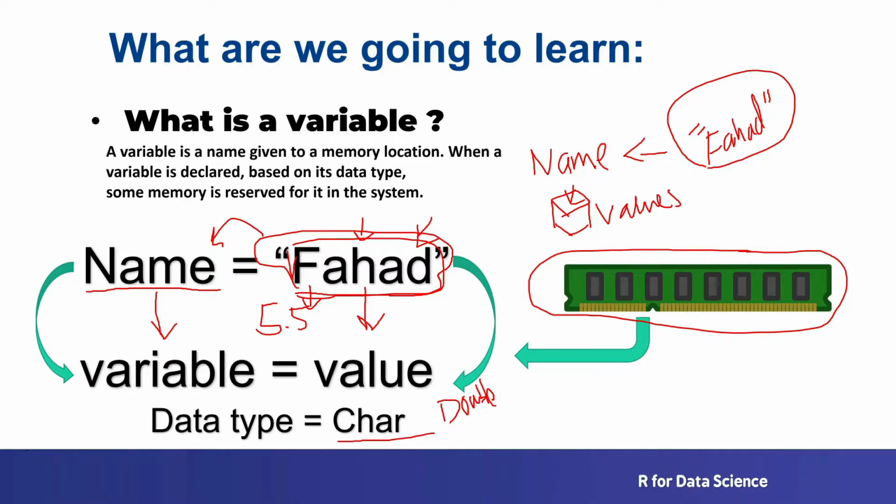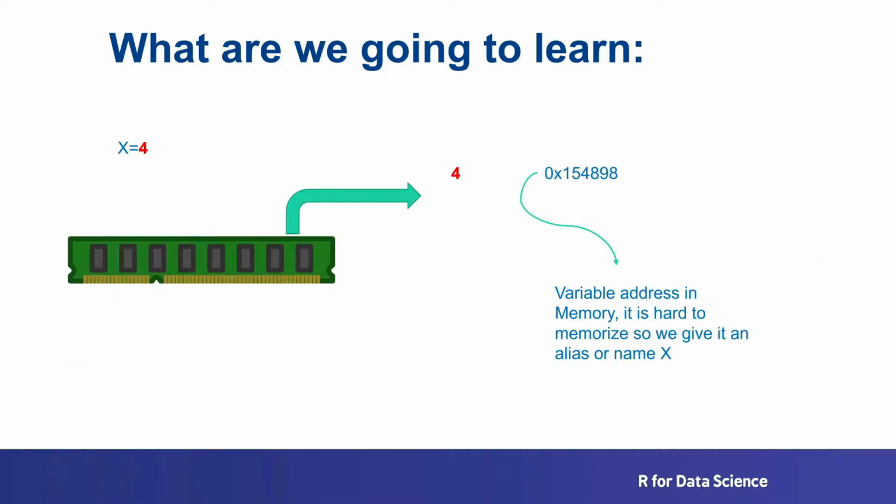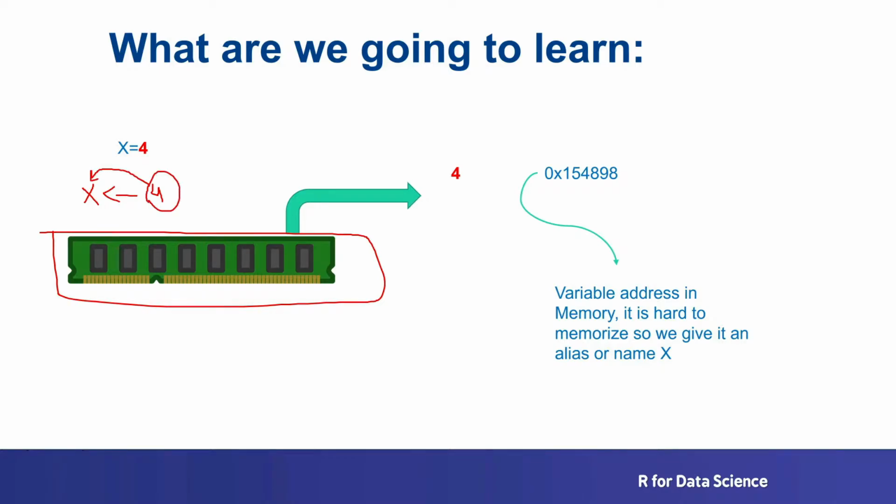Now, inside the memory, a variable is going to be located with the value of Fahad. Let me show you. Here, this is the memory. Let's say I am declaring variable x, and the number 4 is the value. So this value is stored inside variable x. So x is actually a box, and inside the box there is the number 4.